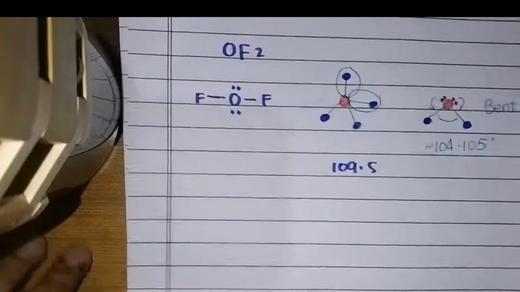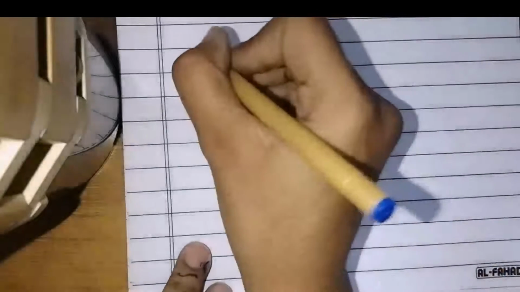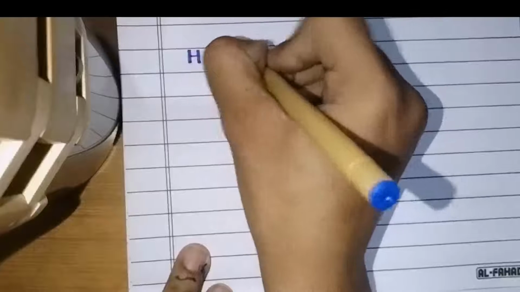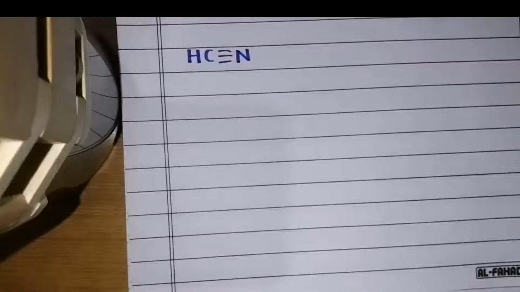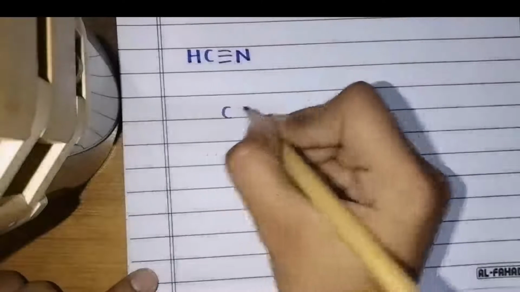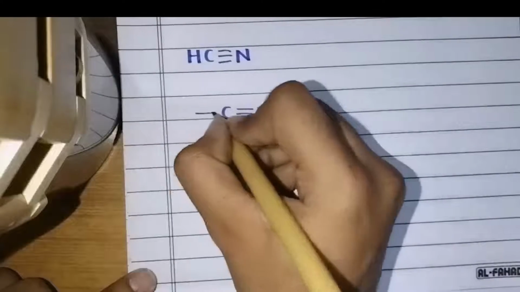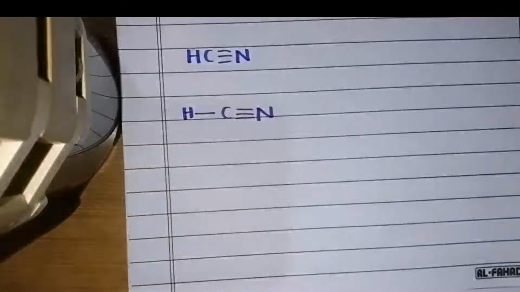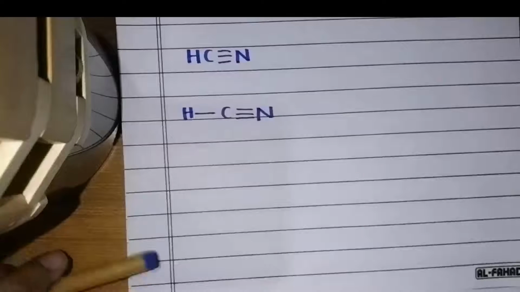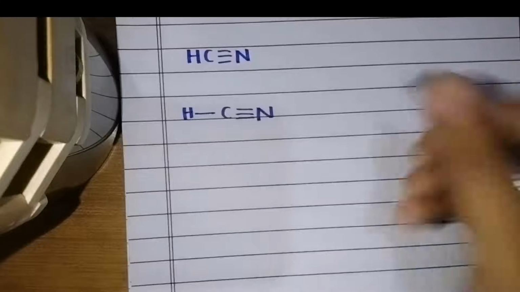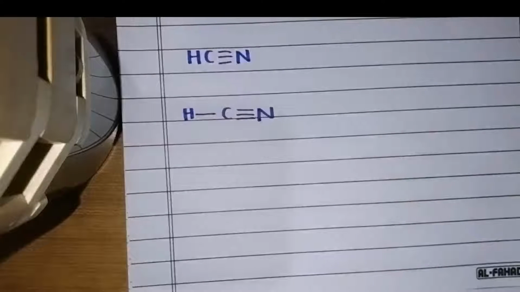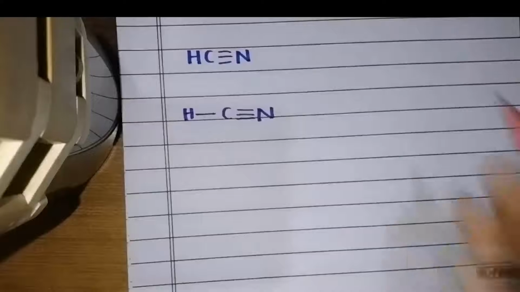Another molecule we're going to look at is HCN. So first of all, we're going to draw this as the two-dimensional molecule. Now, the first question we're going to talk about is how many things are around the central atom. There are two things around the central atom.